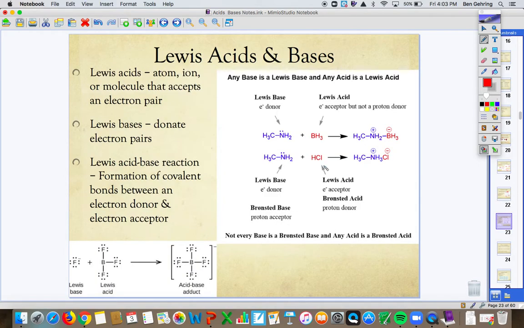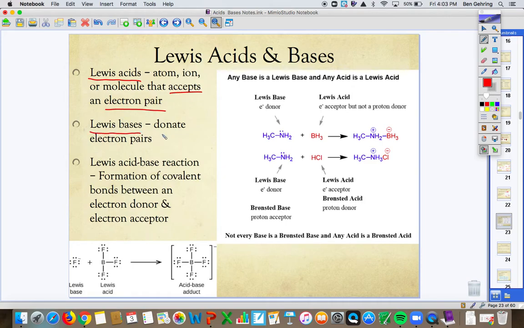The last person that classified them was Lewis. And he had a different way to go about classifying them. So Bronsted-Lowry both dealt with protons, whether it was concentration or accepting and donating. Lewis classified acids as atoms, ions, or molecules that can accept electrons. So hydrogens have a positive charge, so they can accept an electron. So Lewis classified acids as atoms, ions, or molecules that accept electron pairs.